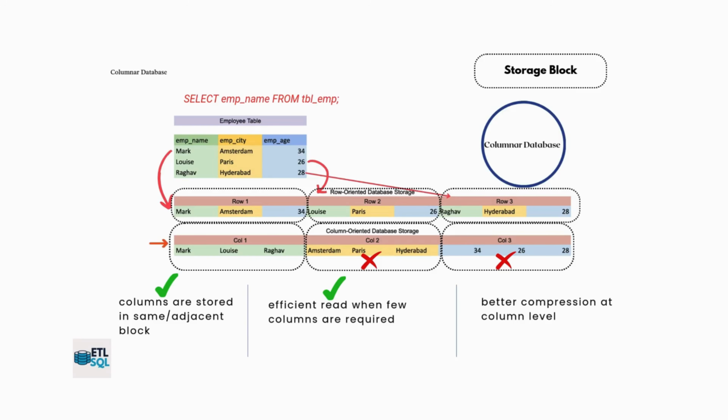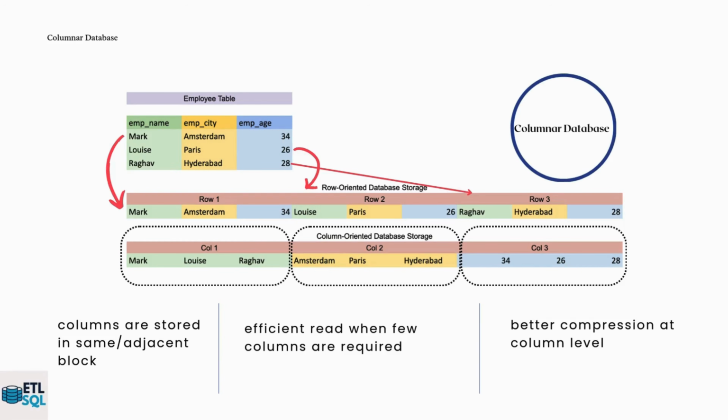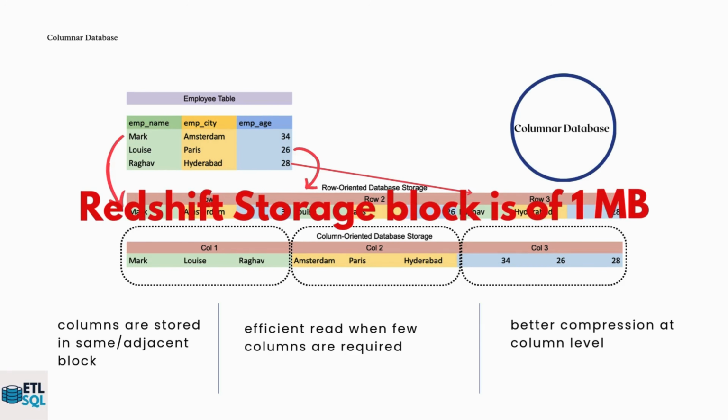And since all the column data types are together, you can have better compression. Say in this case, all the varchar columns are together. So you can apply a compression technique which is highly optimized for handling string values. In this case, we have numbers. So maybe you can apply a different encoding algorithm here to apply highly optimized compression for number values. The better the encoding algorithm, the better the compression, and more rows can be accommodated in the same storage block. And in Redshift, we have a storage block of 1 MB, which is very big and it can accommodate more rows.